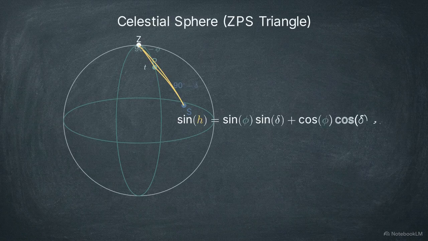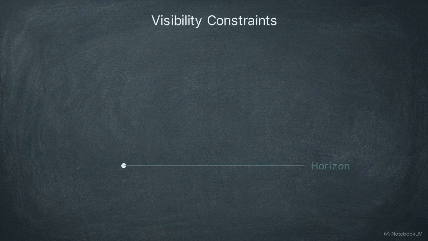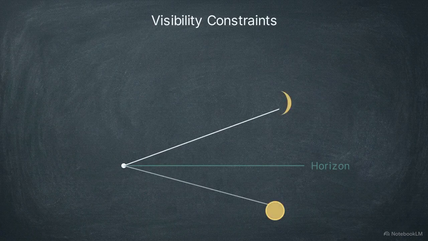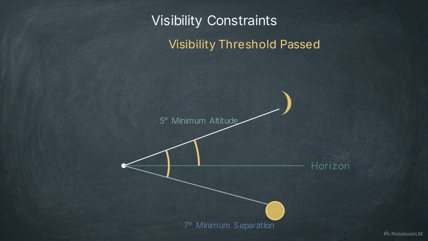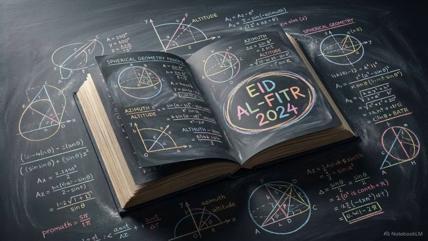A wireframe celestial sphere maps the observer's spherical trigonometry to find the moon's altitude using the ZPS astronomical triangle. The physics of human optics dictates strict angular constraints. The moon must be 7 degrees away from the sun and 5 degrees above the horizon. The precise start of the holiday is the deterministic output of this complex spherical geometry equation.